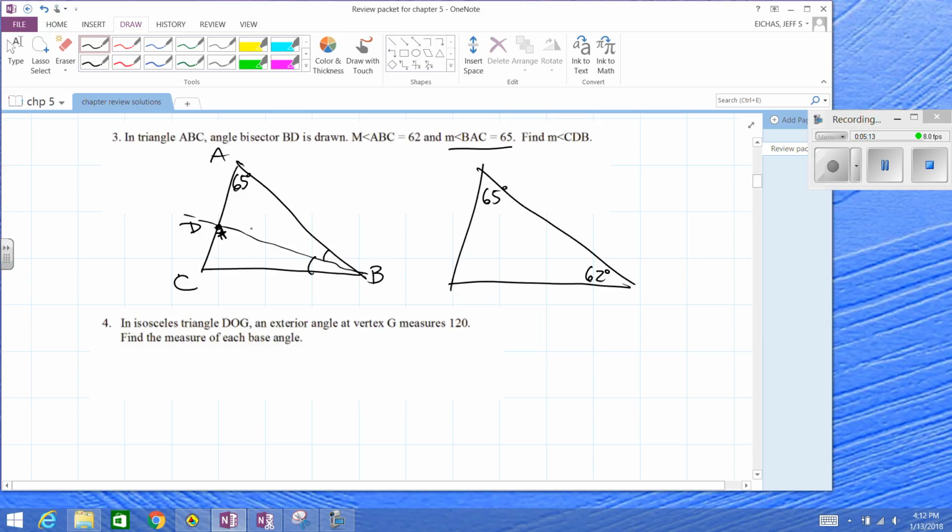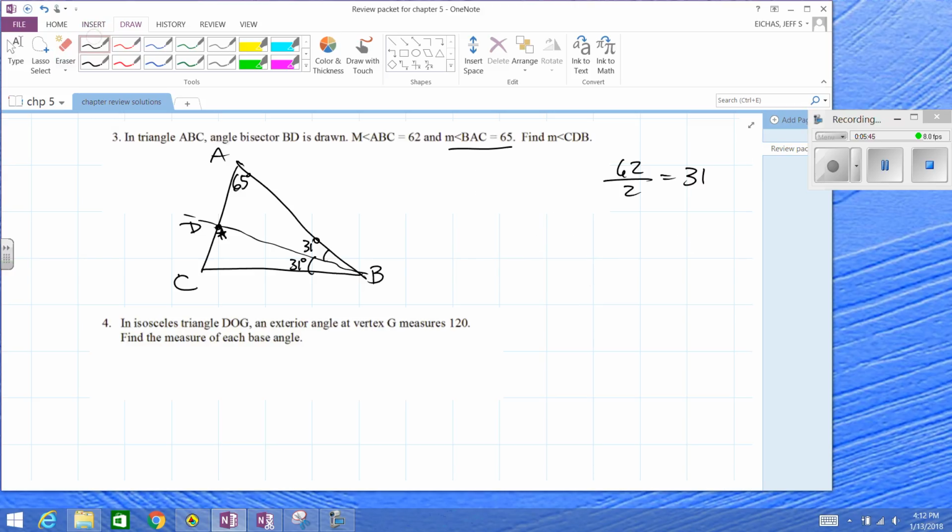All right. So what I would do first is I would take the 62 divided by 2 to get 31. Okay, so there's 31 here and here. Now, I would get this whole angle and then come back to here. Actually, no, I don't need to. Let's scratch that. I have a better way. But, of course, you could do that.